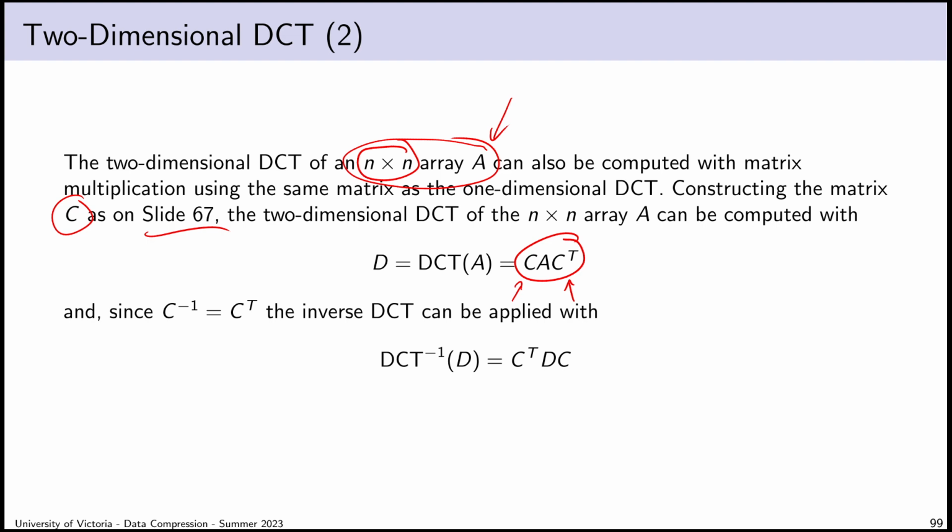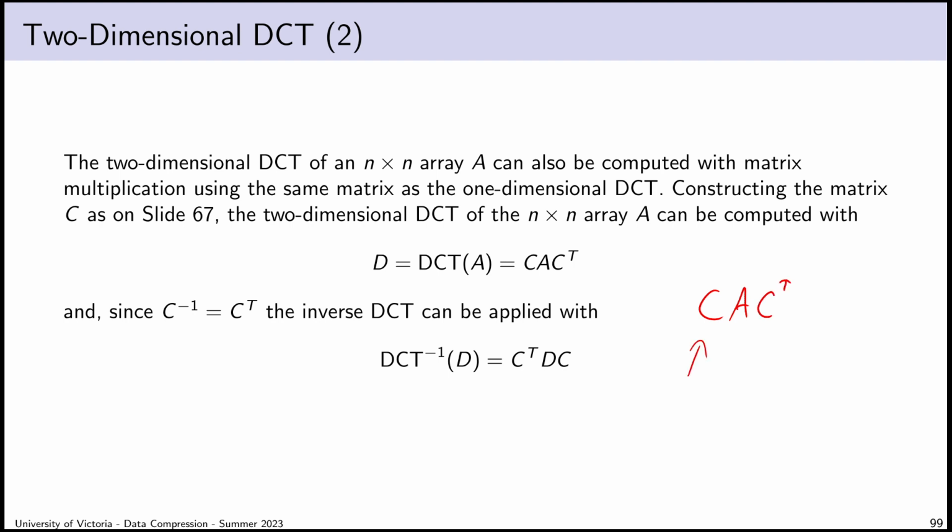And then if I want to invert that DCT, so if the DCT is C times A times C transpose, I then just have to get rid of these C's basically. So I can multiply by C transpose here and C here. Because C transpose is the same as C inverse, you'll notice that what I end up with are two inverse and non-inverse pairs, and so these just cancel out, I just get back the original A.